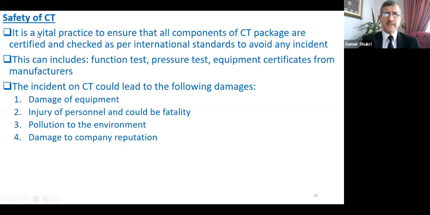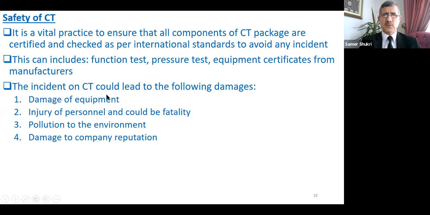Safety of coiled tubing. It is a vital practice of coiled tubing safety to ensure that all components of the coiled tubing package are certified and checked. Each single part of the coiled tubing package should be checked and certified. If it is not valid, we have to reject it and request another valid and inspected equipment. This includes the checks, function test, pressure test, and equipment certificates from manufacturers.